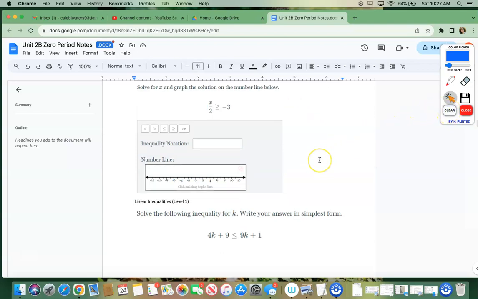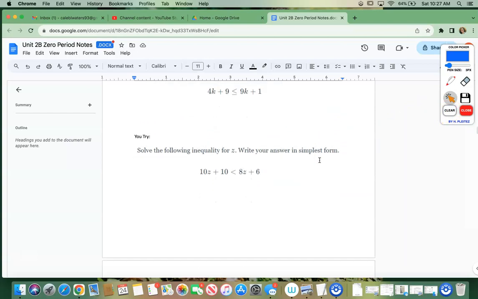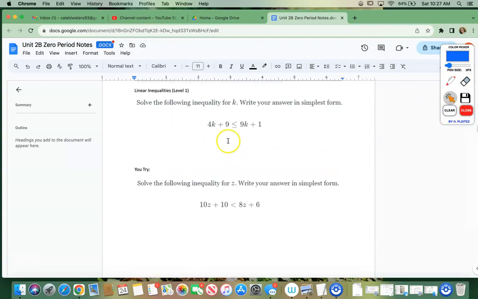All right, moving along. Now we have some where there are variables on both sides. Now, still the same variable. So this one says solve the following inequality for k, write your answer in simplest form. So what that means, guys, is we've got to get both k's on the same side and both numbers on the same side. So you can do one of those at a time, or you can do both at once.